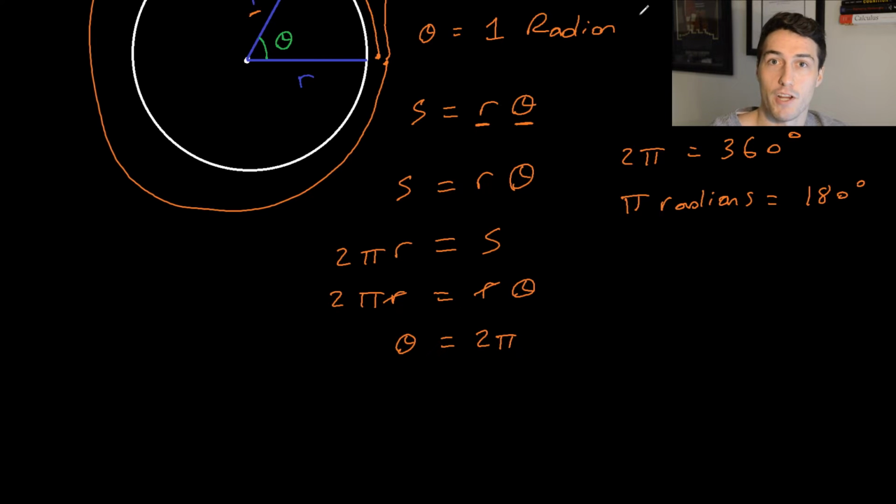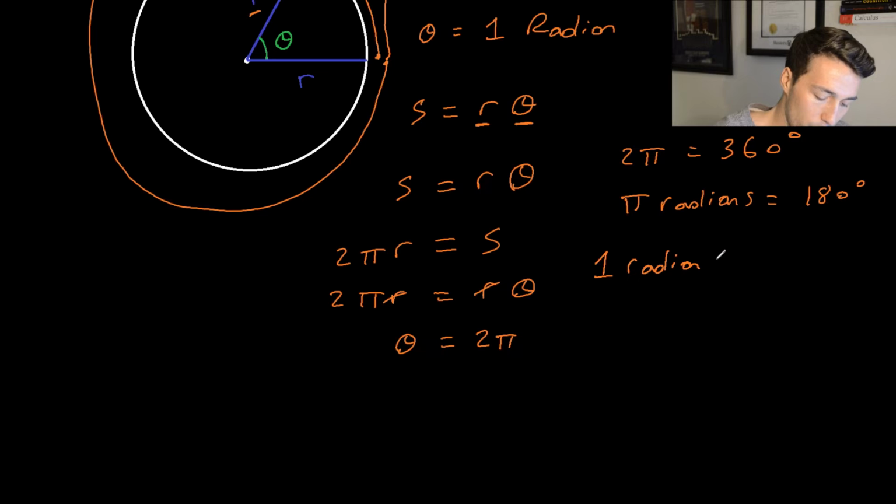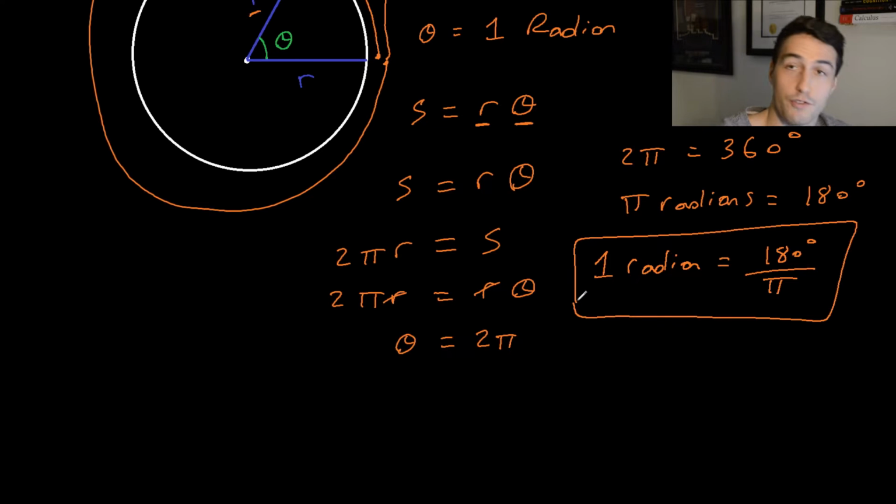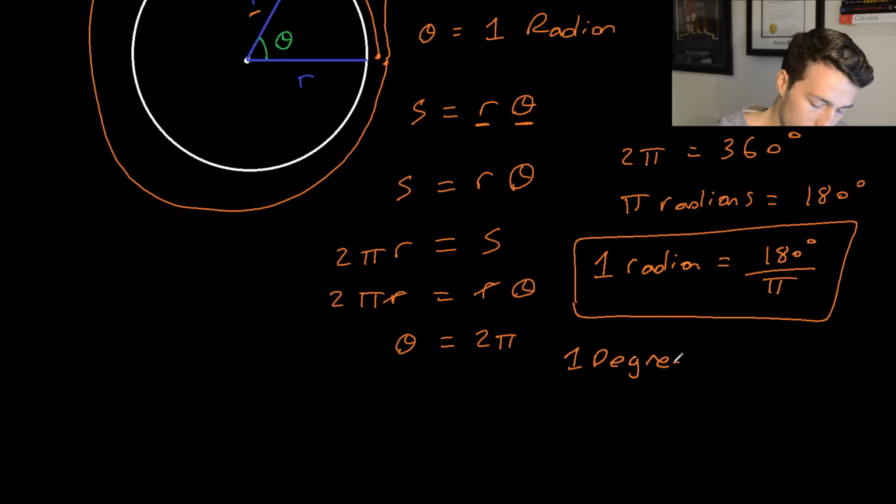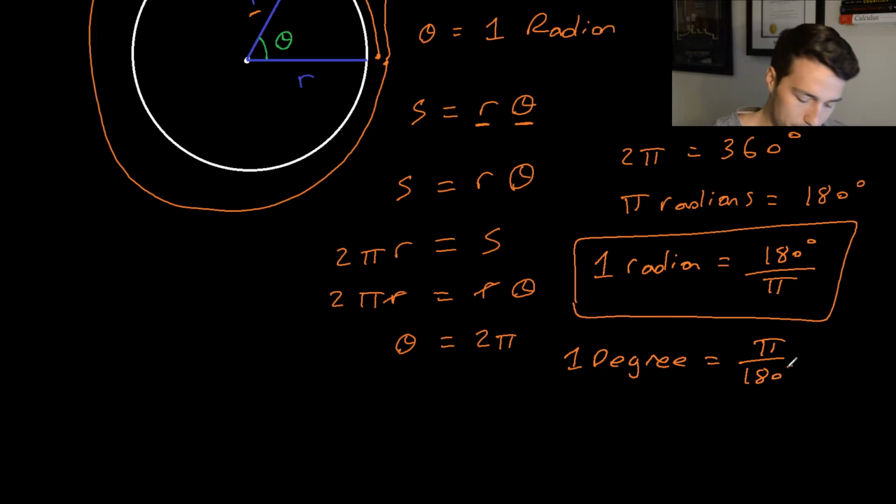Now if I use this equation, I can actually convert between radians and degrees. So if I wanted 1 radian, I could say 1 radian is equal to 180 degrees divided by pi. I could also do this the other way. So if I wanted 1 degree, I could say 1 degree is equal to pi divided by 180 degrees.